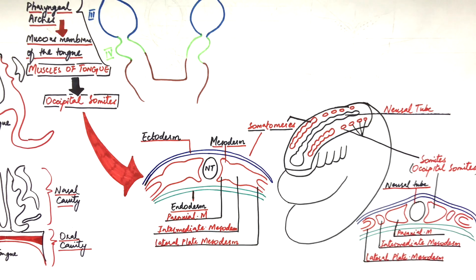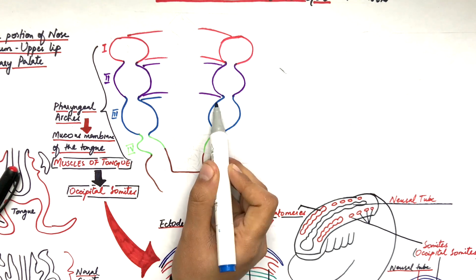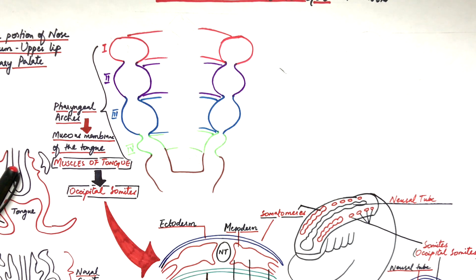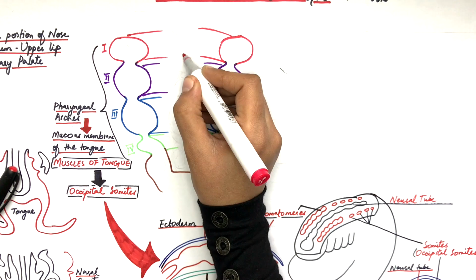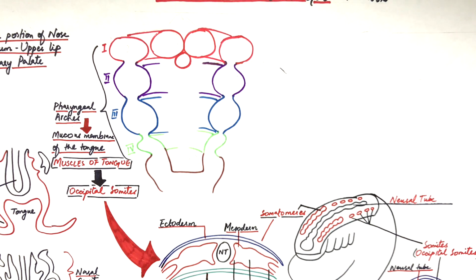The development of the mucosa of the tongue begins by the formation of local proliferation of mesenchyme that gives rise to a number of swellings in the floor of the mouth. The floor of the mouth is the area where the pharyngeal arches on both sides meet in the midline. A medial swelling called the tuberculum impar arises in the midline of the first pharyngeal arch.